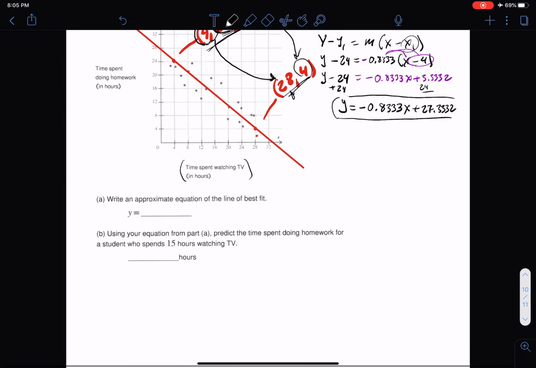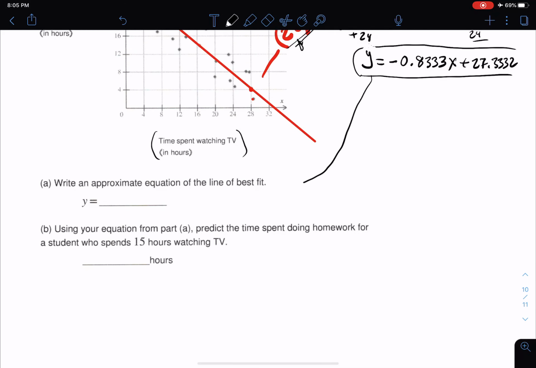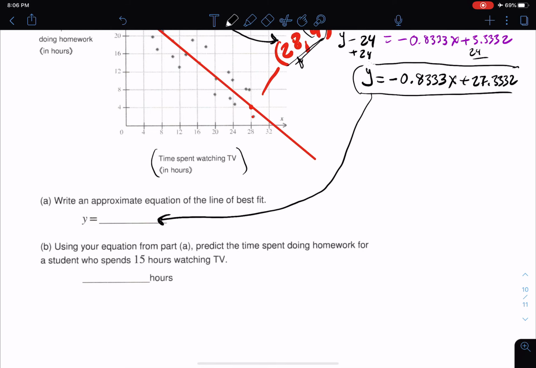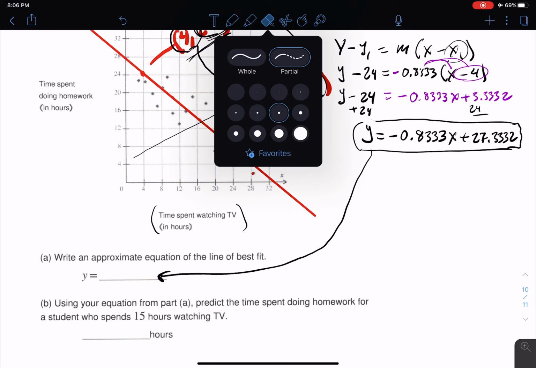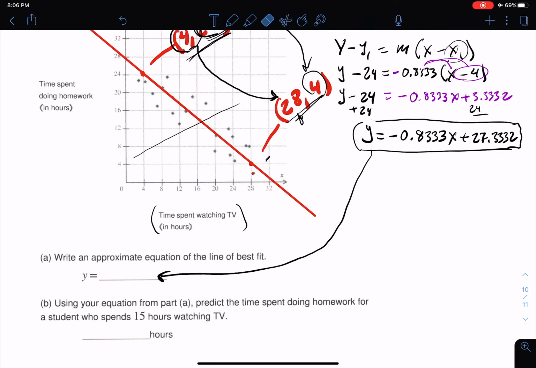Okay, so we have that answer right, and that answer goes right there. Now the next question says, using your equation from part A. This is why our answers will be slightly different, because your equation will probably be slightly different than my equation, because you may have your line of best fit slightly up or slightly down. It's an estimate, so we can't complain unless you made your line go really crazy.